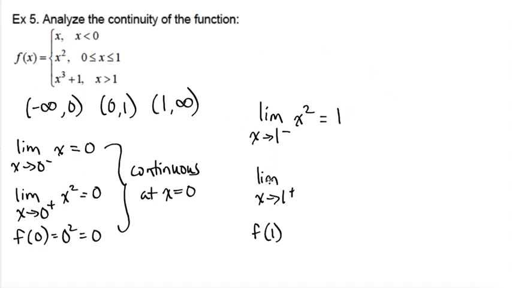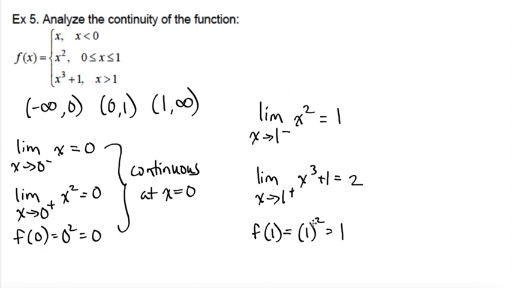If I am looking at the limit of the function as x approaches 1 from the right-hand side, I have to use this bottom function, which is x cubed plus 1. And if I substitute 1 in there, 1 cubed is 1, and 1 plus 1 is 2. And if I look at the value of the function, because it's less than or equal to 1, I want to use my second function. So I'm substituting 1 into x squared, which is 1.